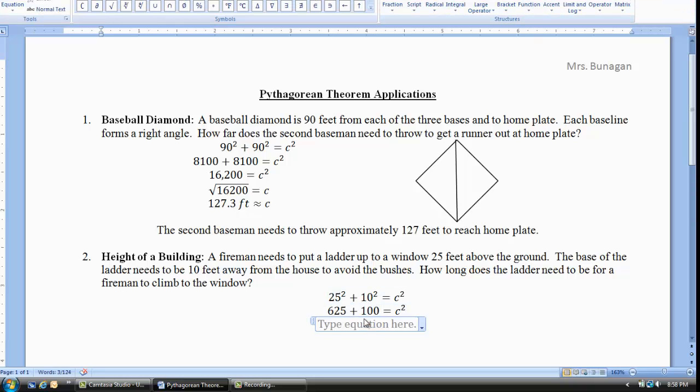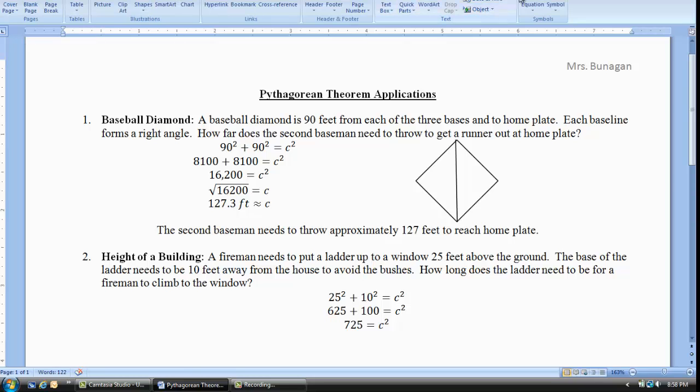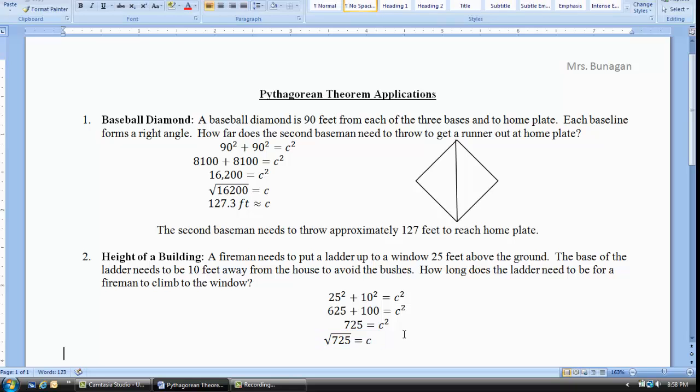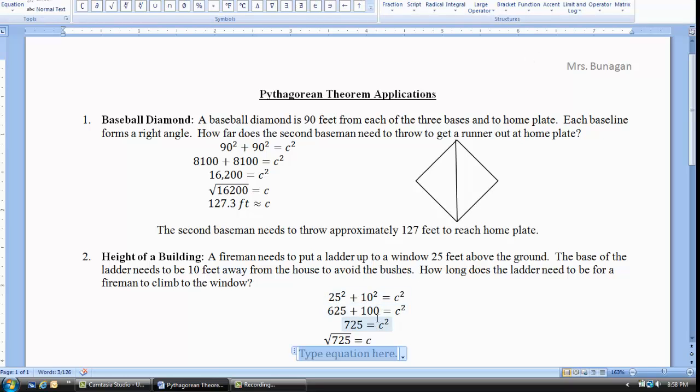625 plus 100 is 725, equals c squared. When you take the square root of each side, you're going to take the square root of 725, and you're going to take the square root of c squared, which is c. What is the square root of 725? It's approximately 26.9 feet.